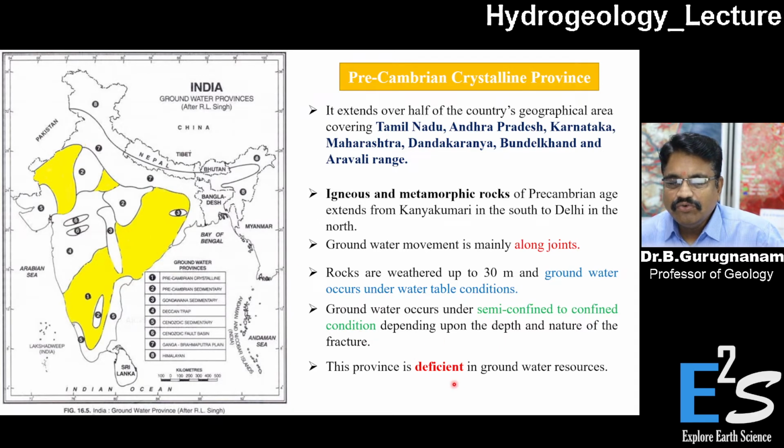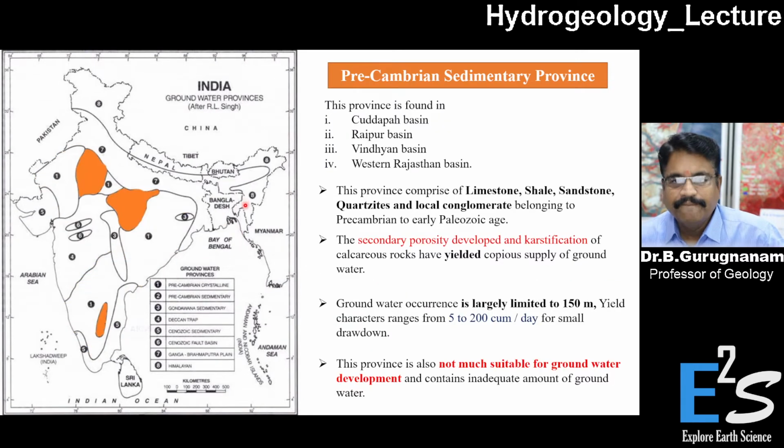Normally, this is not a good place. It is a deficient place with respect to groundwater resources. So in Precambrian crystalline, not much groundwater is expected. And the second one is the Precambrian sedimentary province. The orange color represents the Precambrian sedimentary province. This is the center part.